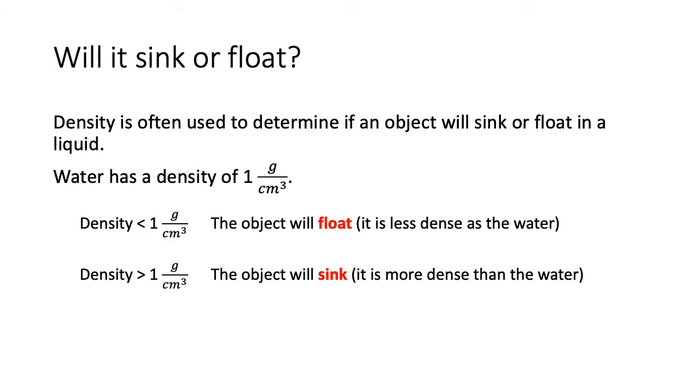Okay, so let's have a look at how we might use density. One way that density is used is to determine if an object will sink or float in a liquid. Water has a density of 1 gram per cubic centimetre. If you want to know if a material is going to float or sink in water, you need to compare the density of your material with the density of water. So if the density of your material is less than 1 gram per cubic centimetre, the object will float in the water. This is because it is less dense than the water. If your density is greater than that of water, 1 gram per cubic centimetre, the object will sink in the water. That is because it is more dense than the water.